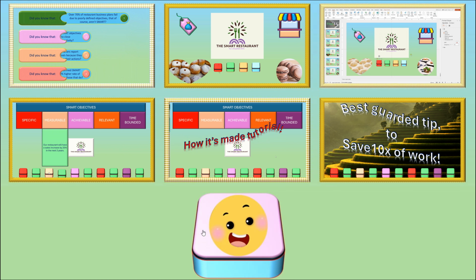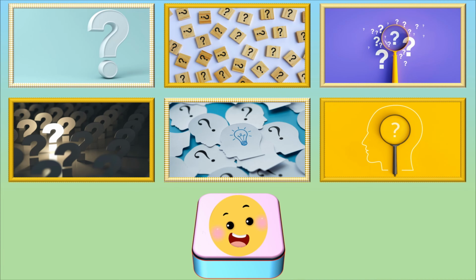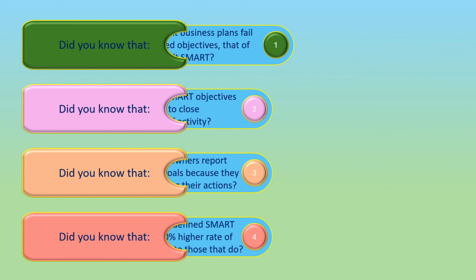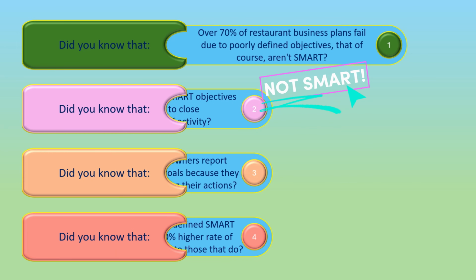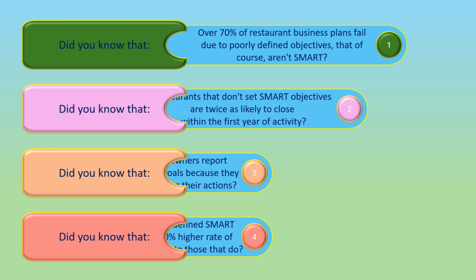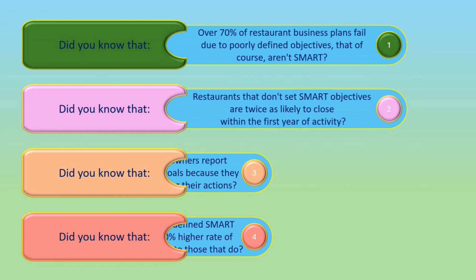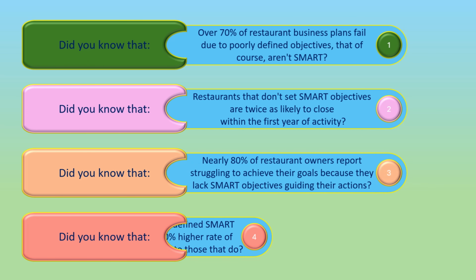Let's start with some mind-blowing things about the smart objectives in the restaurant industry. Did you know that over 70% of restaurant business plans fail due to poorly defined objectives? That, of course, aren't smart? Did you know that restaurants that don't set smart objectives are twice as likely to close within the first year of activity? Did you know that nearly 80% of restaurant owners report struggling to achieve their goals? Because they lack smart objectives guiding their actions?